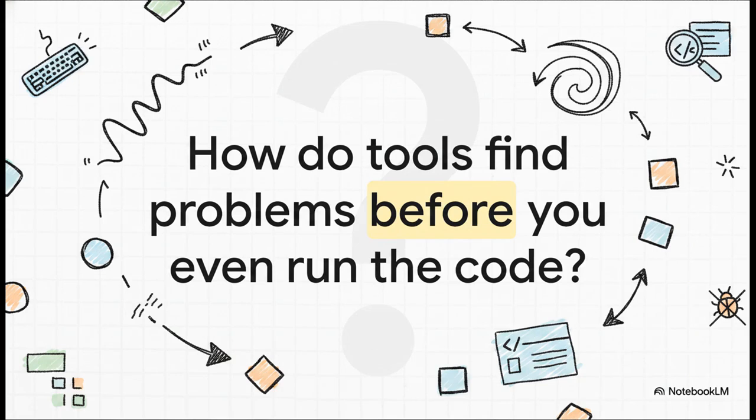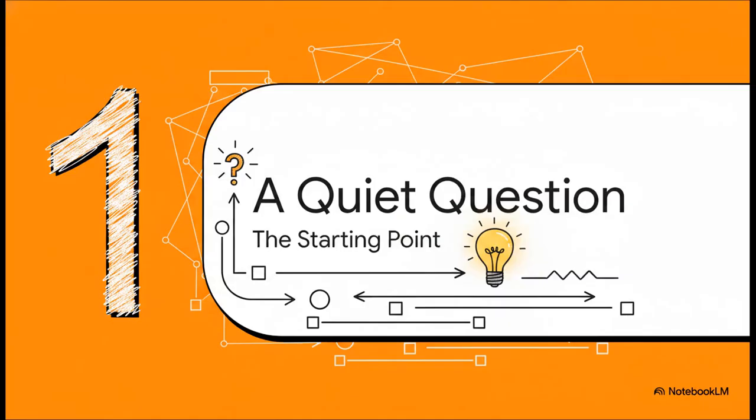You've probably had this happen, right? You're just typing away, minding your own business, and then a little squiggle appears under a variable, warning you about something. It almost feels like magic. How in the world does your editor already know something's wrong? Well, that's the exact question we're going to gently unpack today. All right, let's dive in.